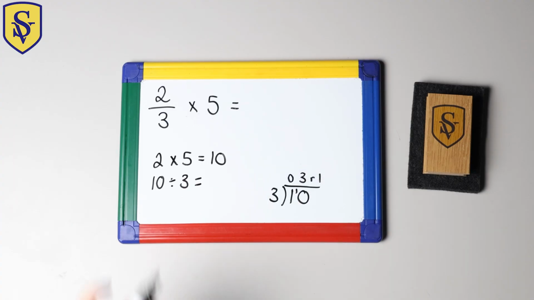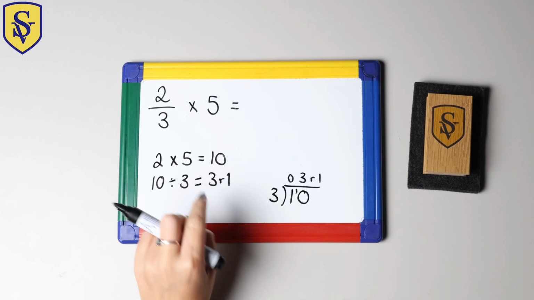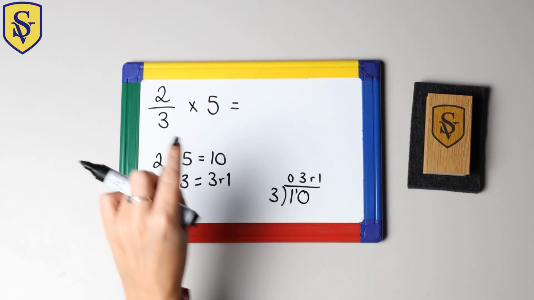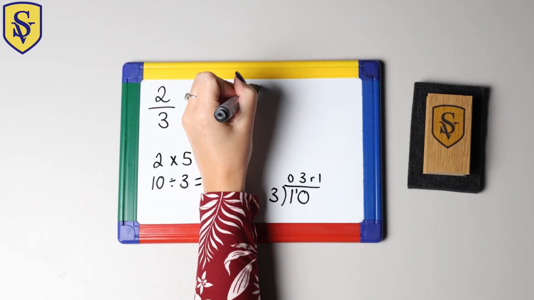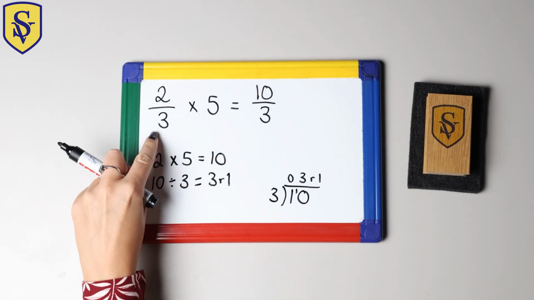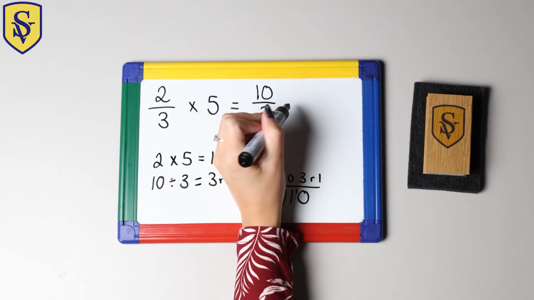So there are 2 different ways to write the answer. You can simply do it as an improper fraction. So 10, because that's the answer there, over 3, because the denominator has to stay the same.